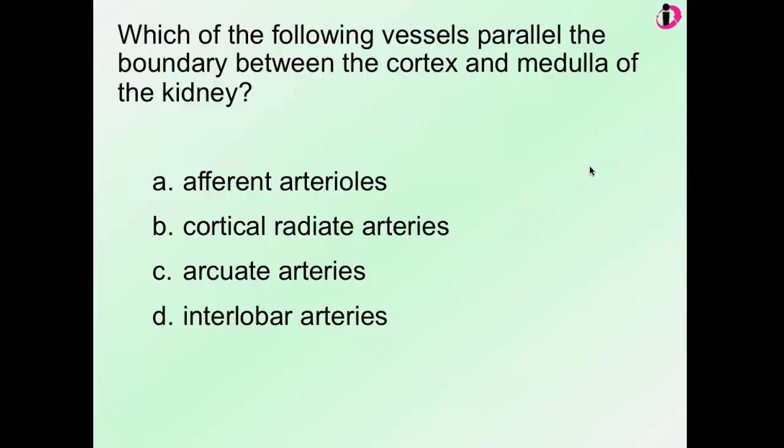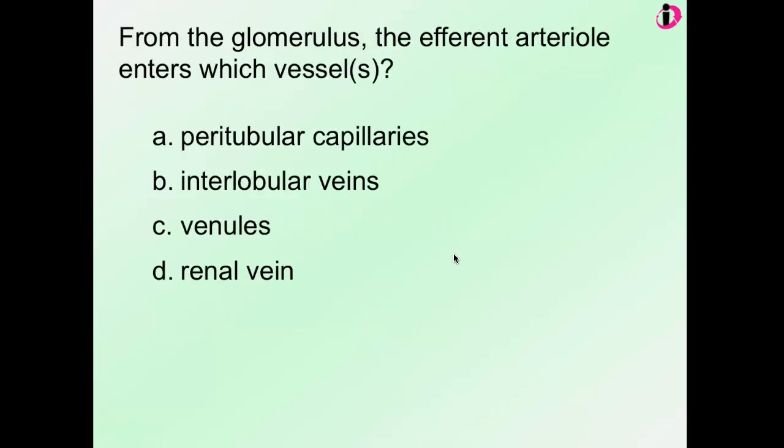Here is a question for you. You can pause it to think about it. The answer is going to be arcuate, okay, because they're going to arc over the base of the medulla that faces the cortex. From the glomerulus, the efferent arteriole enters which vessels? So pause it if you want to think about it. The answer is letter A, peritubular capillaries.